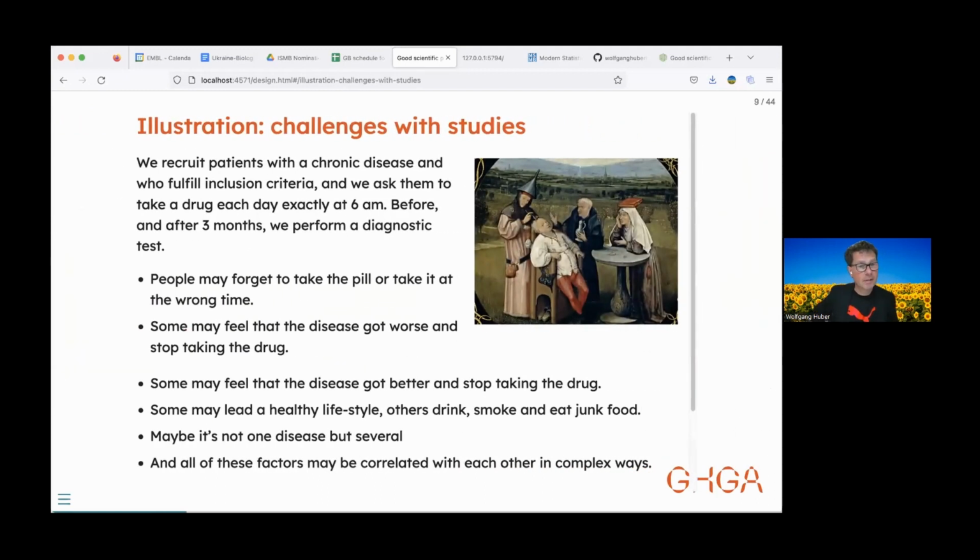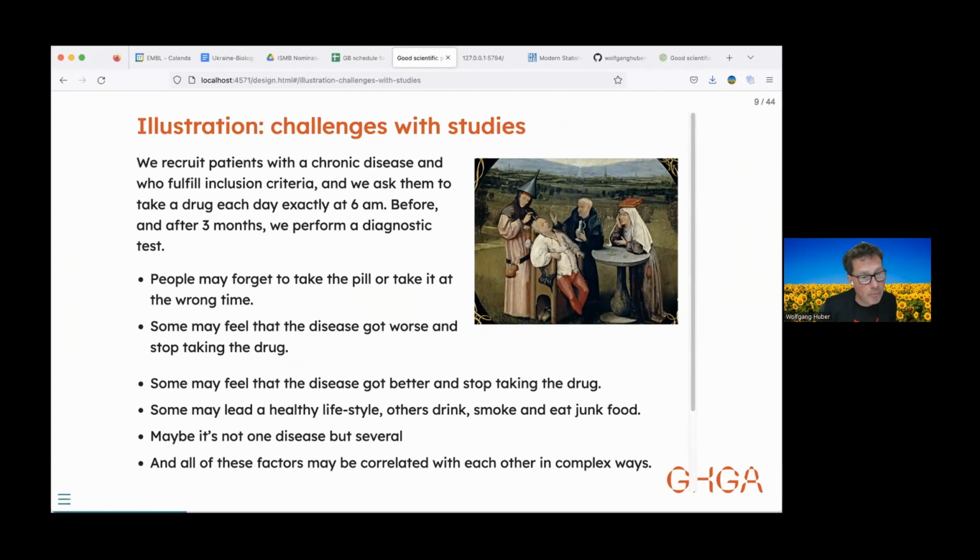At the other end are studies where, imagine we have some, let's say, chronic disease that we want to study. We think about a cohort of patients that fulfill certain inclusion criteria, and then we, for instance, ask them to take a drug each day exactly at the same time. And before and after the study period, we perform a diagnostic test, maybe on the severity of the disease.